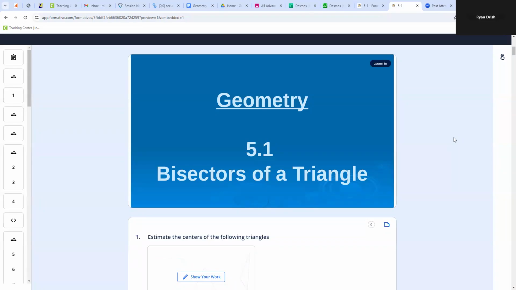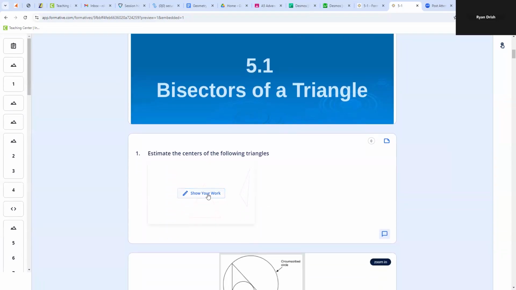All right, here we go. So today we're going to talk about the bisectors of a triangle. This unit is primarily based on triangles as a whole. Today we're going to talk about the different centers of a triangle because there is more than one, and it depends on the type of center you'd like to find. Today we're going to talk about the bisectors of a triangle.